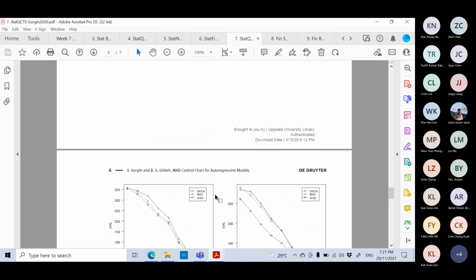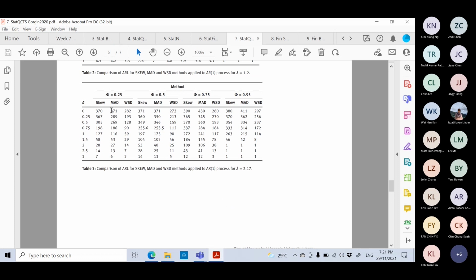Besides that, they also produce the values here. Okay, so if you observe this, of course, we want the value. Delta is normally the notation for the shift.